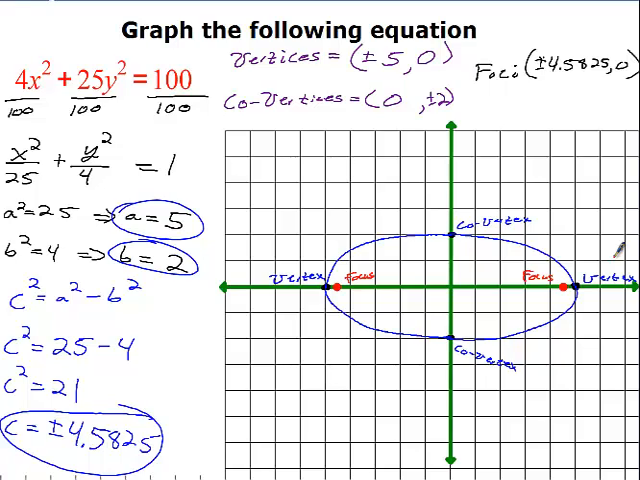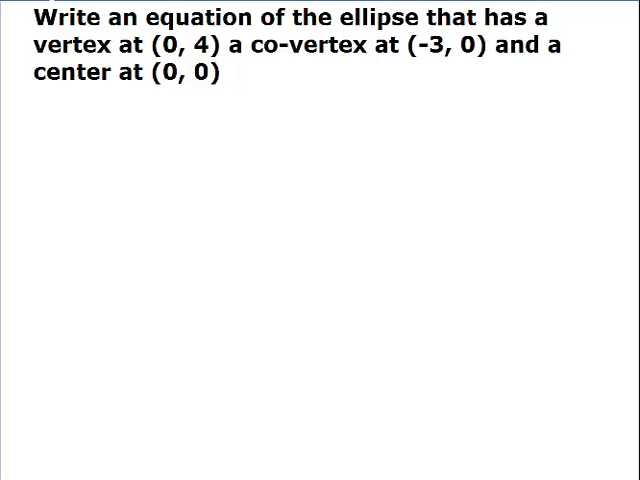Remember, the focus has to be inside the graph. Is everybody okay with that? Yes or no? Okay. And then just label stuff and you're done. So the last thing that I want to cover is this setup.